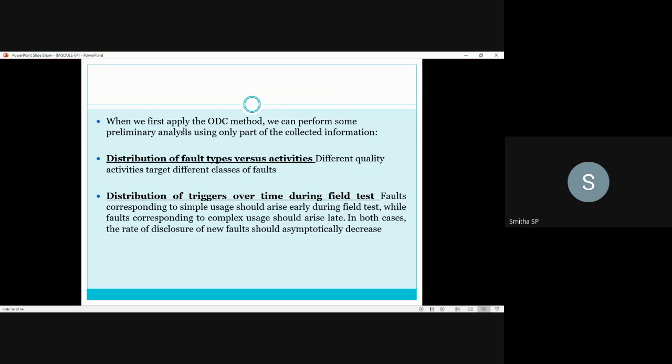What is the rate of identifying new faults? That rate should decrease in both cases, asymptotically. Either the fault is related to simple usage or to complex usage, either it may be identified in the earlier stage or in the later stage. In both cases, the rate of disclosure, that is identification, of new faults should asymptotically decrease.